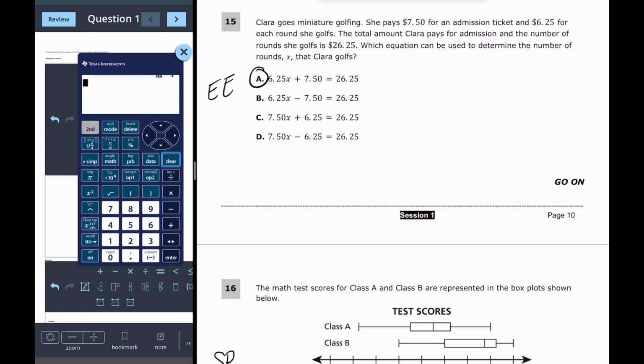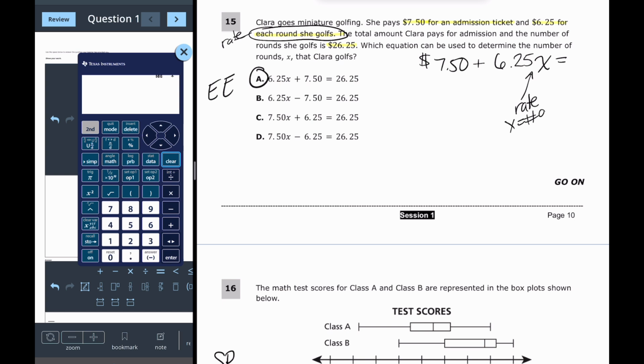Clara goes mini golfing. She pays $7.50 for an admission ticket and $6.25 for each round of golf. So that's important that she has a rate here. And we know what the given rate is, $6.25 for each round. The total amount she pays for admission and the tickets is $26.25. Which equation can be used to determine X? All right, so we know that she pays $7.50 once, plus $6.25 for every round of golf she plays. We don't know how many, so that is my X. And I can see here, this is my rate, $6.25 per game.